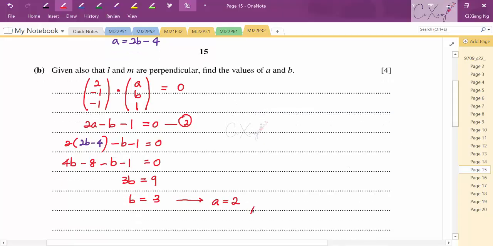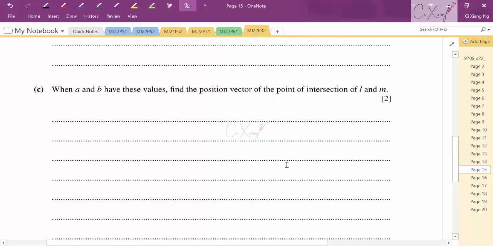Alright, so this is how we get the value for a, which equals 2, and the value for b, which equals 3. So this is what we have for part B. If we proceed further to part number C, when A and B have these values, they want us to find the position vector of the point of intersection of line L and line M.